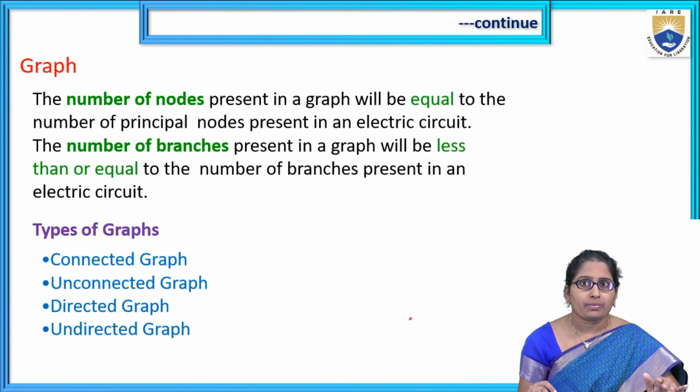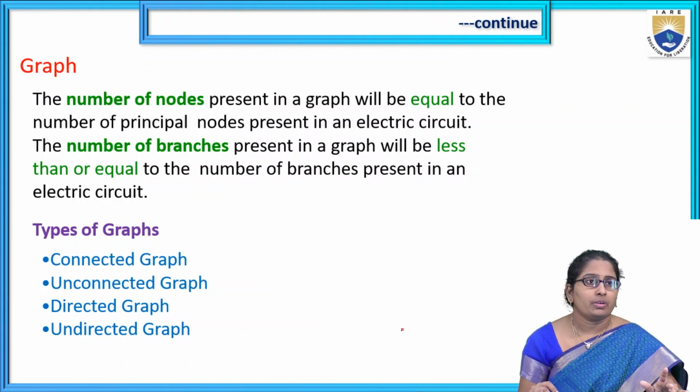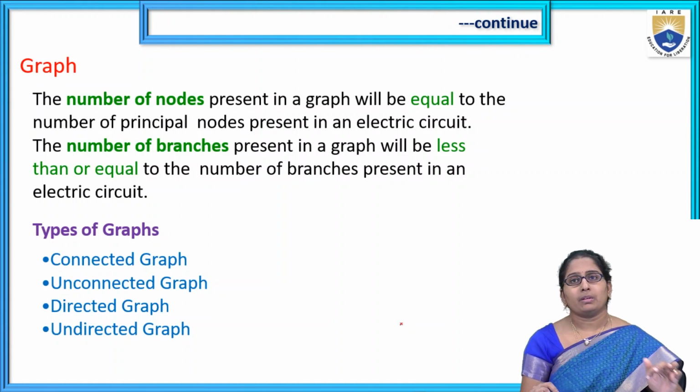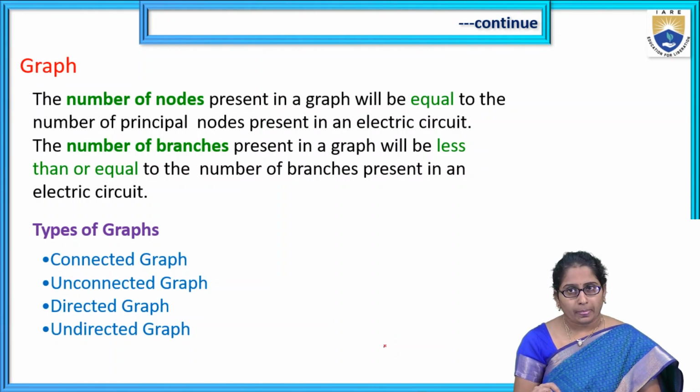Nodes present in the graph is equal to number of nodes present in the electric circuit. But coming to the branches, number of branches present in the graph will be less than or equal to number of branches present in the actual, given electrical circuit. That is the final point, conclusion. You have to know.